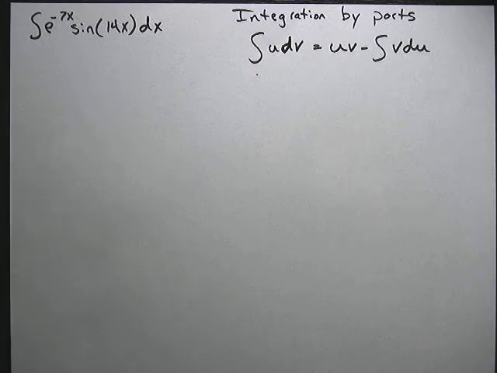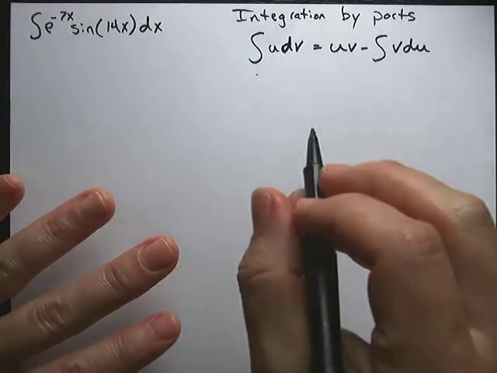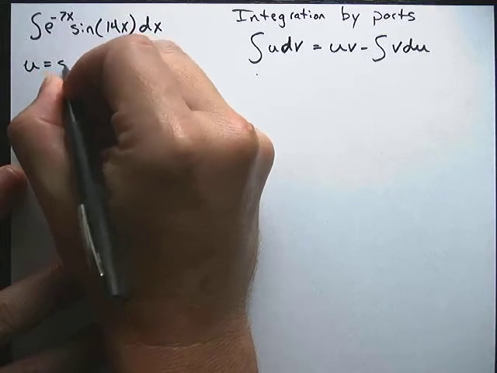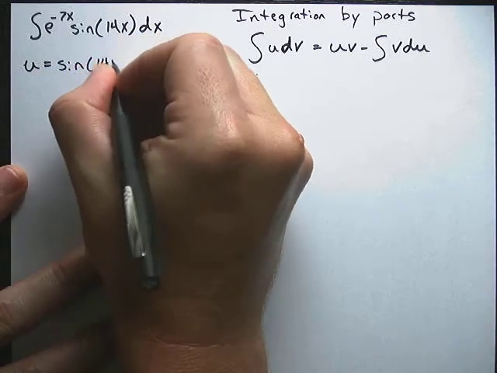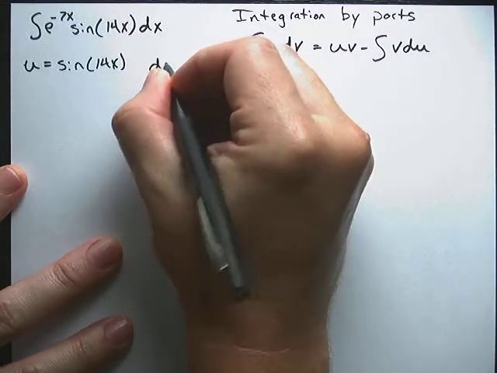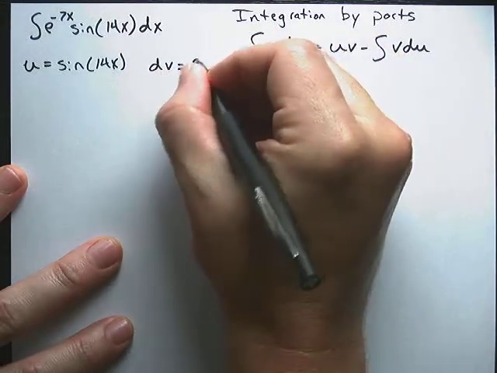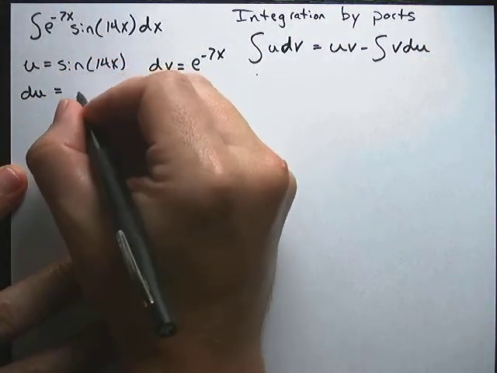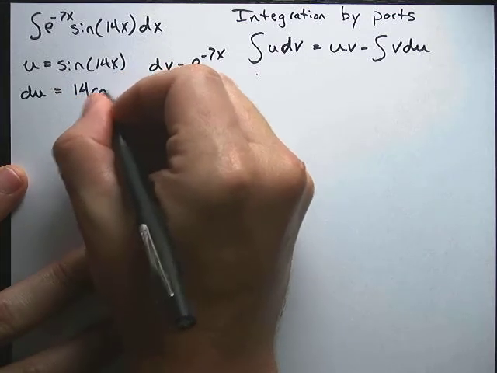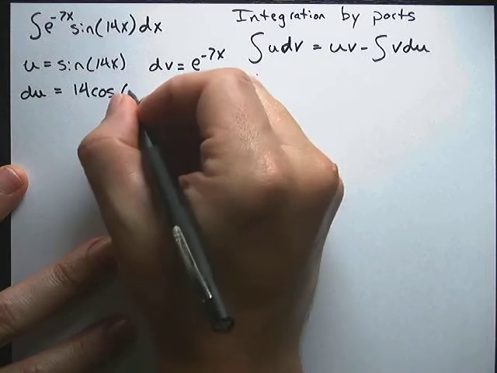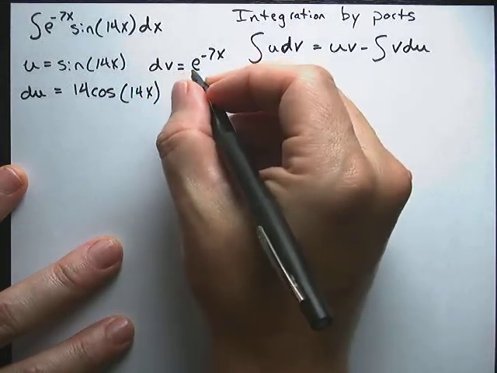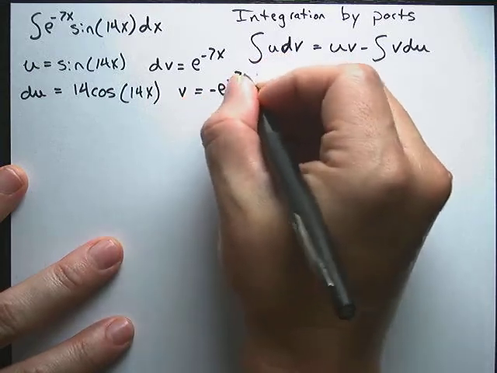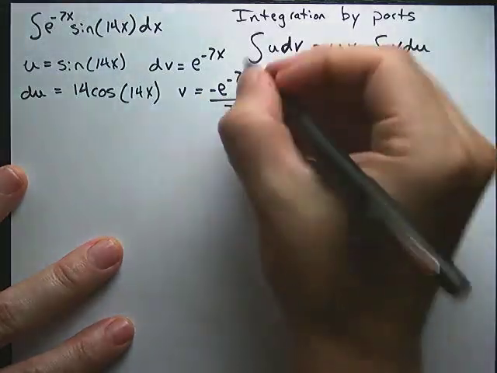So what I'm going to do is I'm going to choose the u to be the sine function, and we'll see what happens. So u is equal to sine of 14x, and then dv is going to be equal to e to the negative 7x. If we do du, the derivative of this one, we get 14 cosine of 14x. If we take the integral of dv, or the antiderivative, so v is equal to negative e to the negative 7x over 7. Okay?